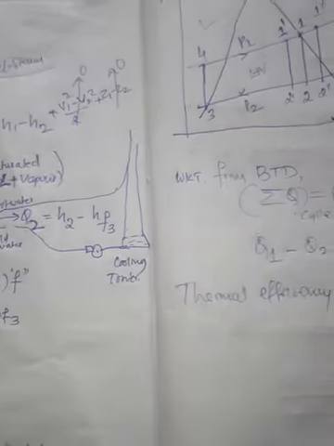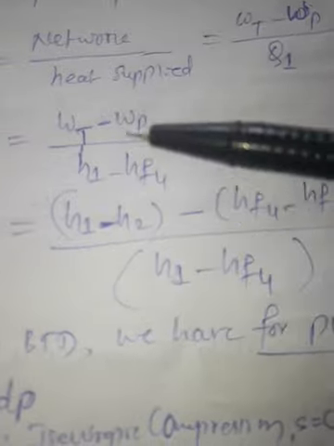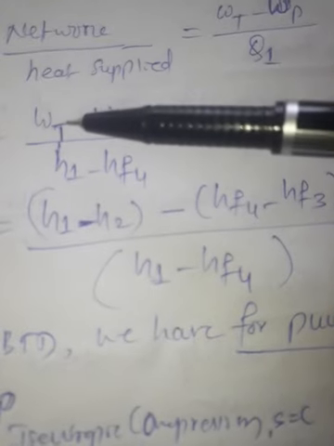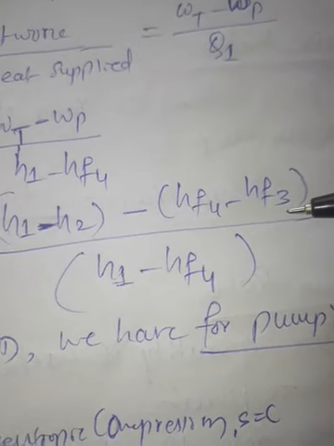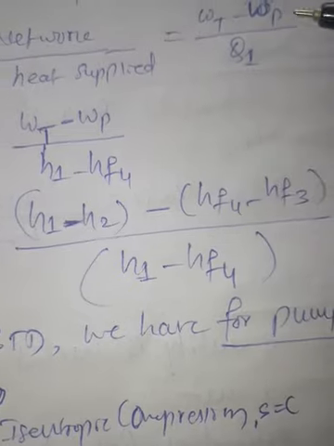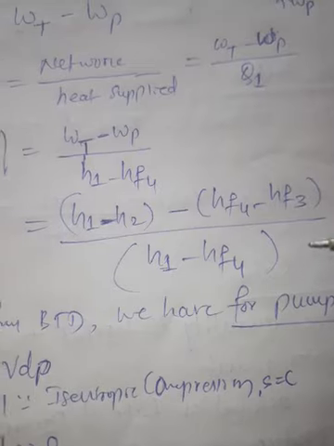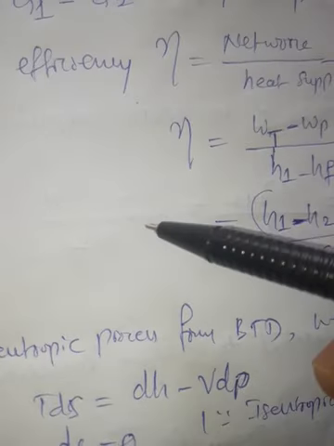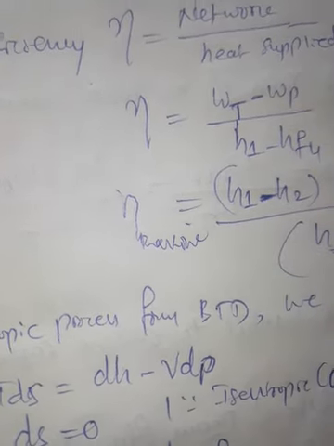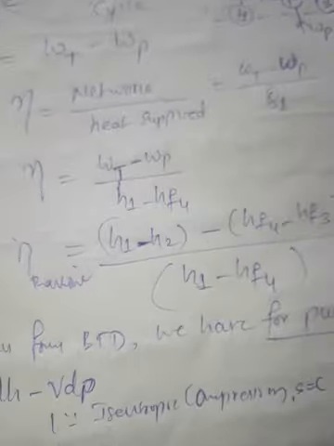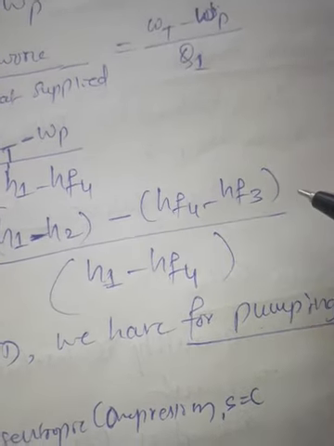Substituting all these three parameters in the thermal efficiency formula, for Wt I wrote H1 minus H2, minus Wp, HF4 minus HF3, divided by Q1, which is written as H1 minus HF4. So this is the thermal efficiency formula for Rankine cycle. Now let us discuss in detail about this term, that is pump work.